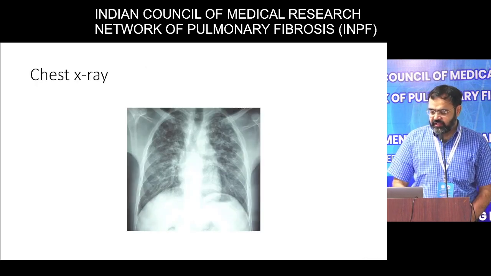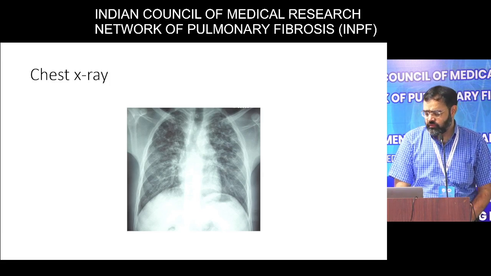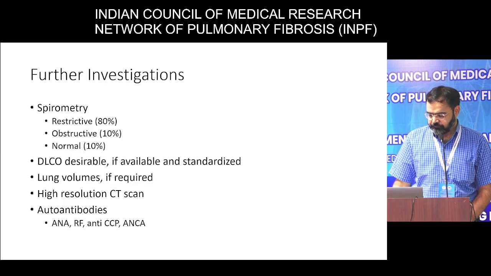So what are the lab tests? If you do a chest X-ray, you could land up with such an X-ray where you might have various differentials. So it could be sarcoid, it could be hypersensitivity pneumonitis, it could even be tuberculosis. So on a chest X-ray, the findings will be quite non-specific.